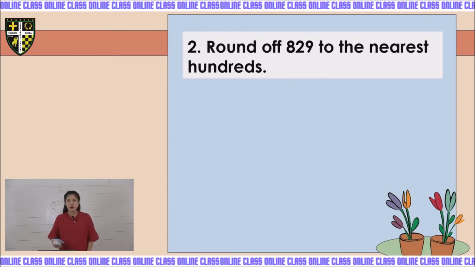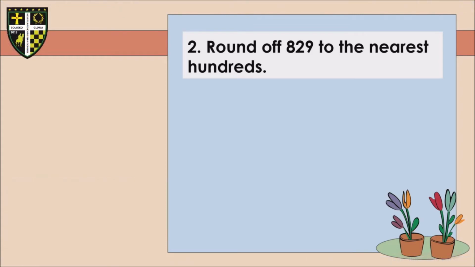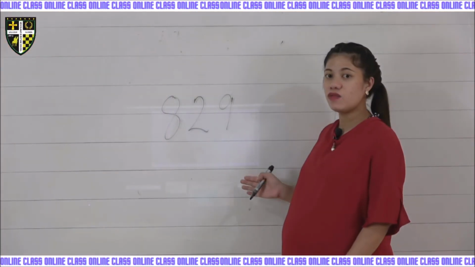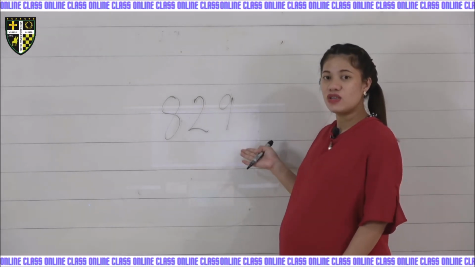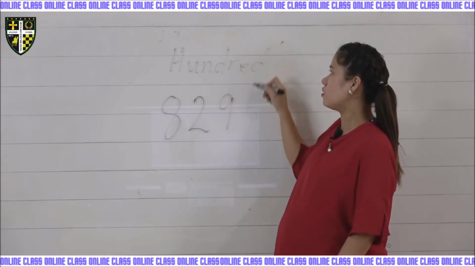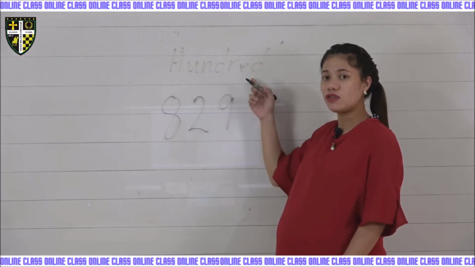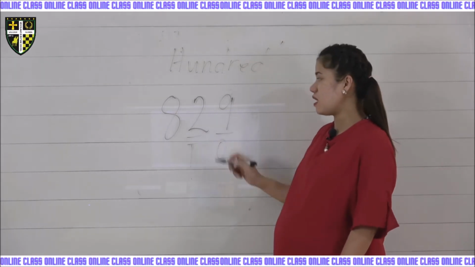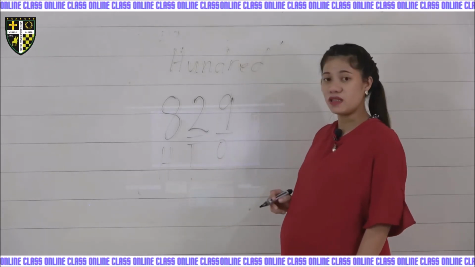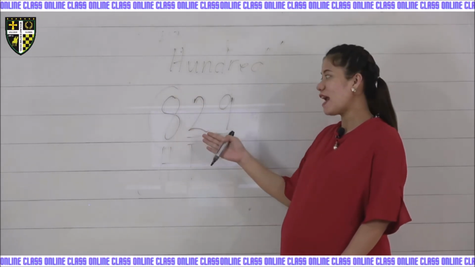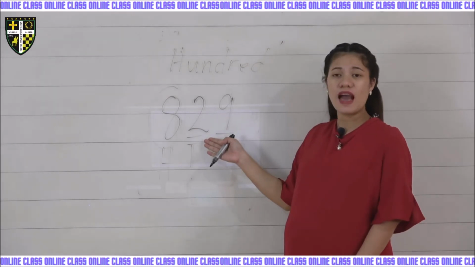So let's write it on the board. We have 829. Okay? So we are looking for the nearest hundreds place. So we have to round off in the hundreds place. So let's look. 9 is the ones place. 2 is the tens place. And 8 is the hundreds place. So the digit in the hundreds place is 8. At the right side of 8, we have 2. So we have to round down.